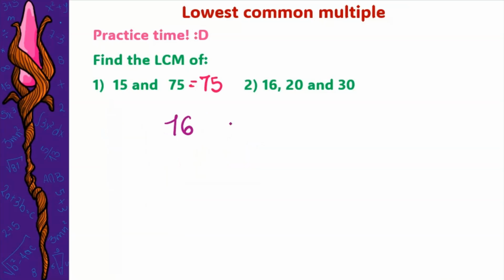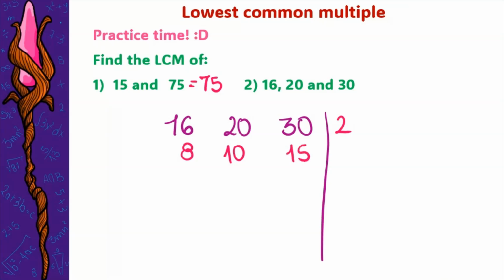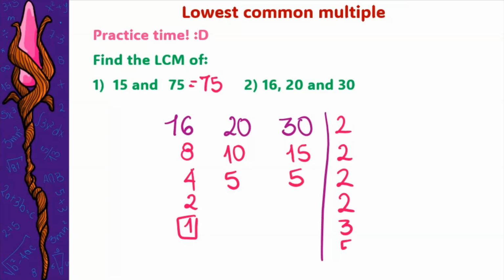Let's check the second one, 16, 20, and 30. Okay, we can take a half, 8, 10, 15. A half again, 4, 5, and this one we cannot do it, so we leave it. We can still do a half of this one, and again a half for that one. Get the 1. We can divide by 3 for this one, and finally by 5 for both of them. So we got the 1.